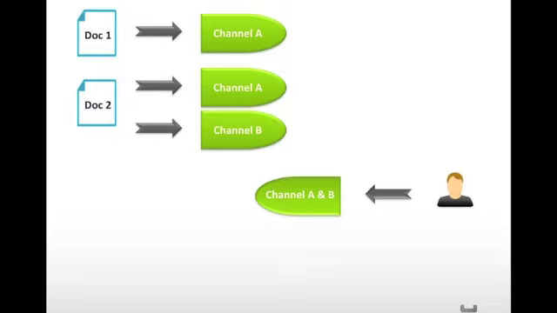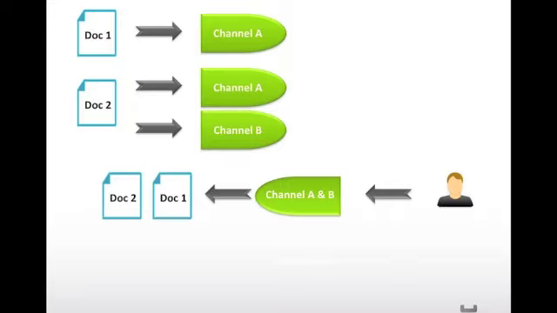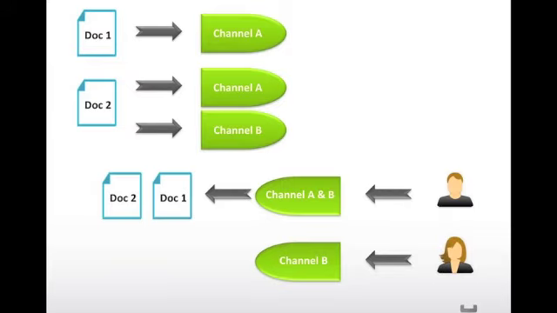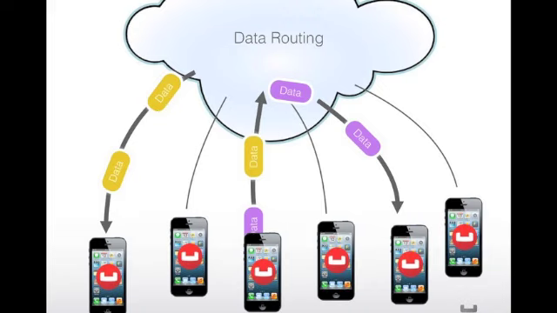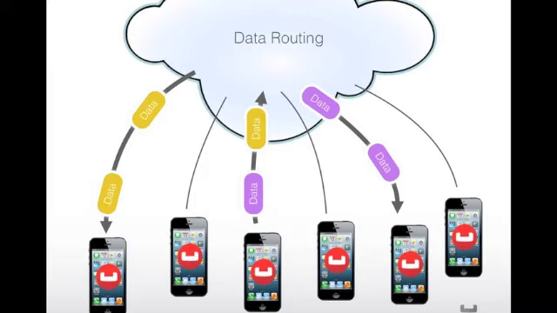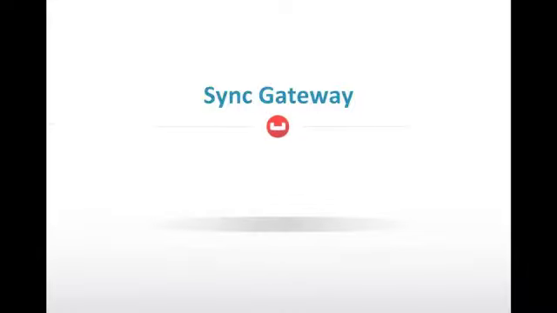If we have a user who is listening to channels A and B, they're going to get both those documents. And if we have another user who's just listening to channel B, they're not going to get everything, right? They're just going to get some of the documents. Or in this simplistic stop motion animation, the data flows into the sync gateway, where your sync function is going to make some distinction between different kinds of data and route it to the correct clients. So now we can talk about the sync gateway and hopefully get into some of the sync function stuff.